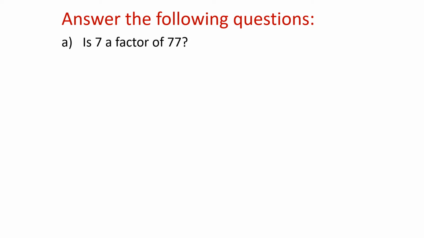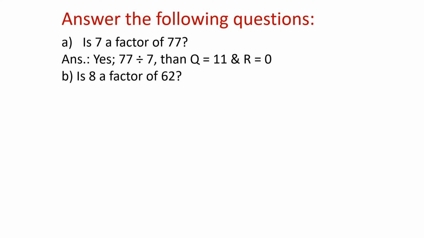Answer the following question. Question number A. Is 7 a factor of 77? And the answer is yes, because if we divide 77 by 7, then the quotient is equal to 11 and the remainder is equal to 0. And if the remainder is equal to 0, we can say that 7 is a factor of 77.